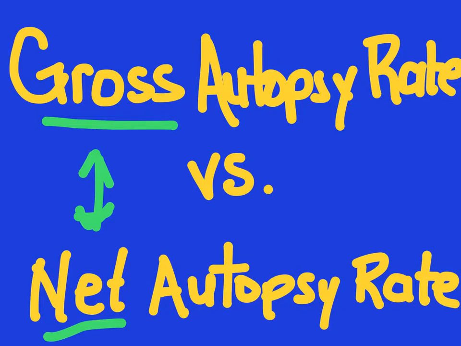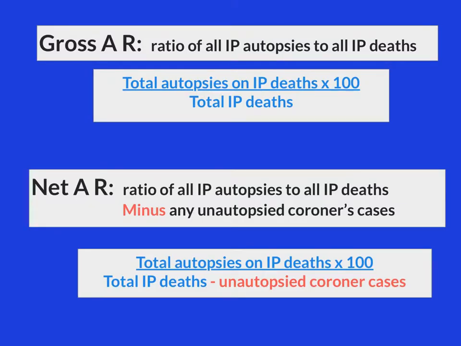So we will begin by noting the difference between these two calculations, and then we will walk through an example together. The definition of a gross autopsy rate is the ratio of all inpatient autopsies to all inpatient deaths. So here is the formula found in your book: total autopsies on inpatient deaths times 100 over the total inpatient deaths.